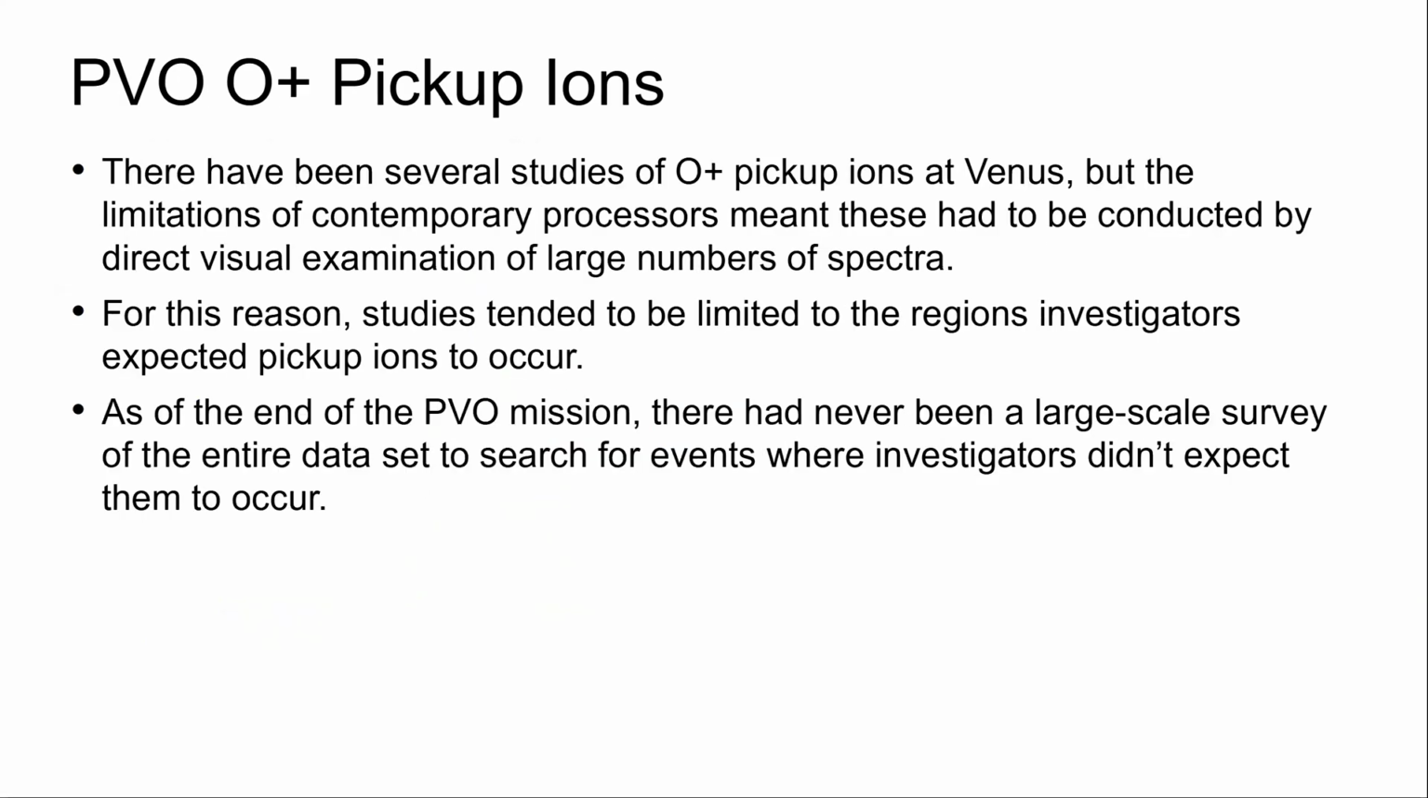Pioneer Venus pickup ions have been studied directly. There were studies taken during the early stage of the mission, but because computers weren't very good back then, the studies all had to be done by eye. People had to look at all the individual spectra one by one, one after another, looking for peaks that might correspond to pickup ions.